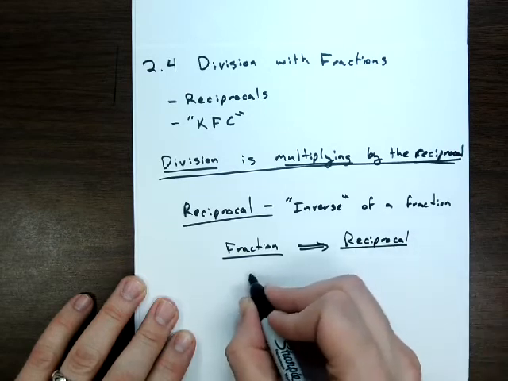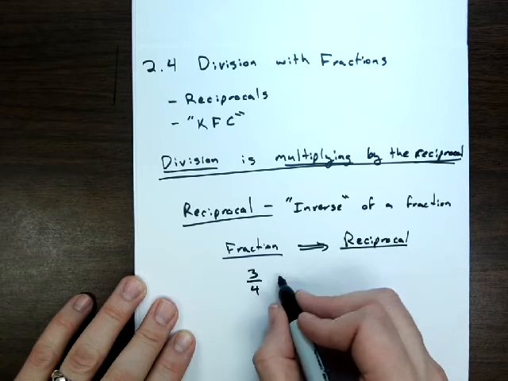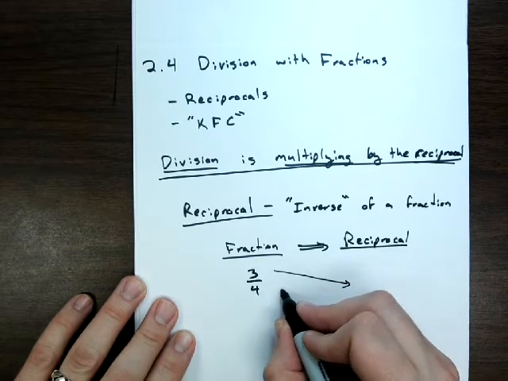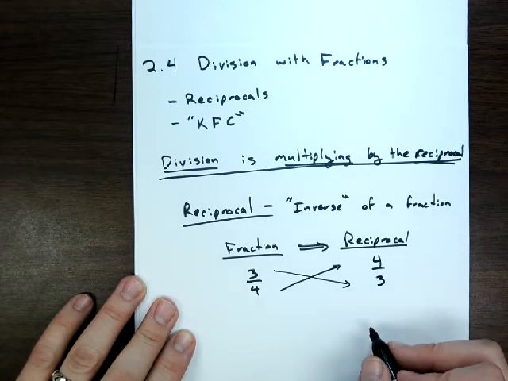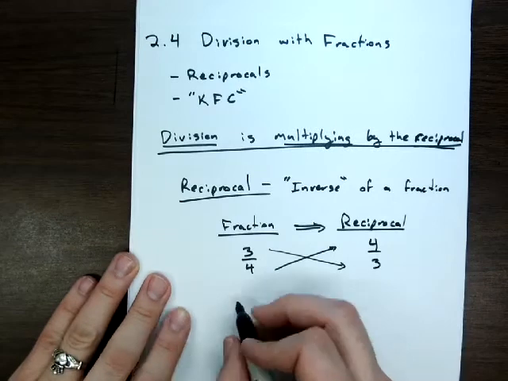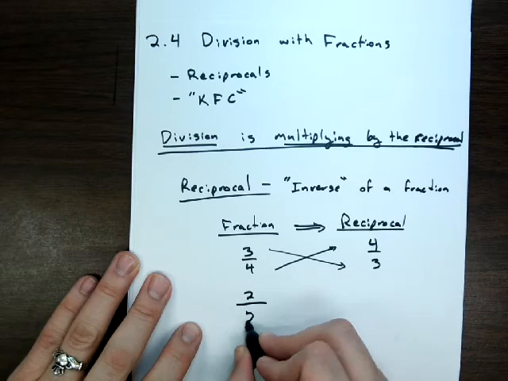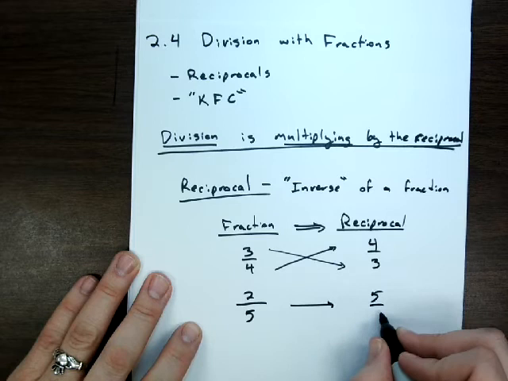Say I've got something like 3/4. The reciprocal of that fraction, I would just take that 3, and even though it's in the numerator, it would move to the denominator. That would turn into 4/3. If I had something like 2/5, that would turn into 5/2.